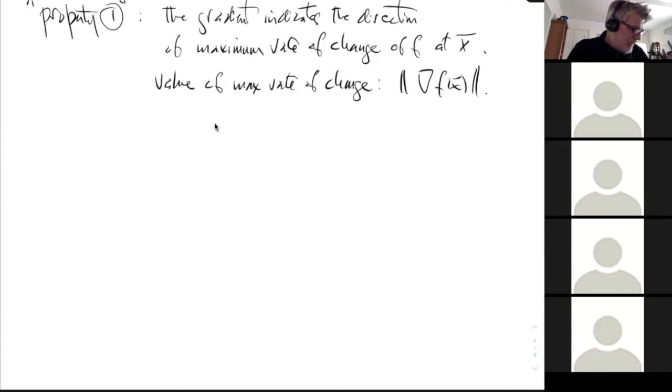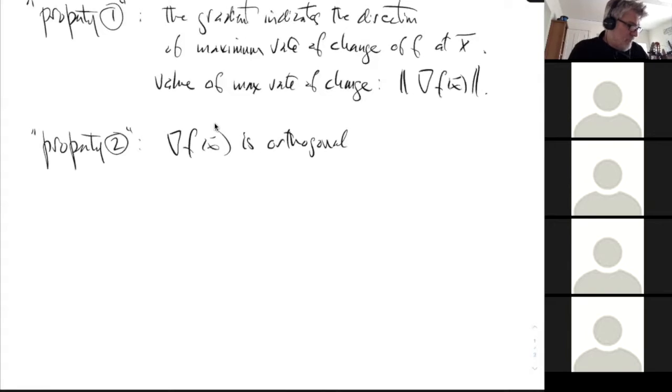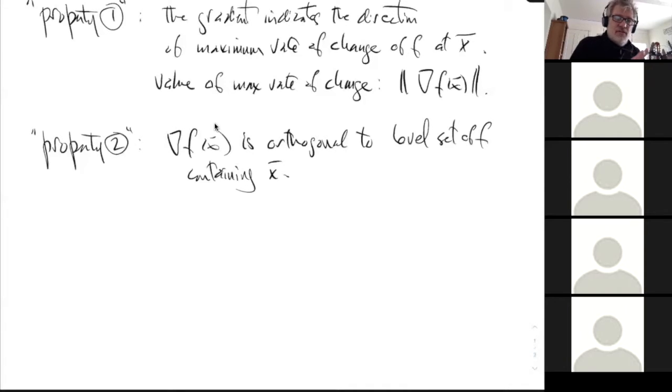The second property we saw, which was a bit more involved to figure out, is that the gradient is perpendicular to the level sets. So the gradient of f at x bar is orthogonal to the level set of f containing x bar.